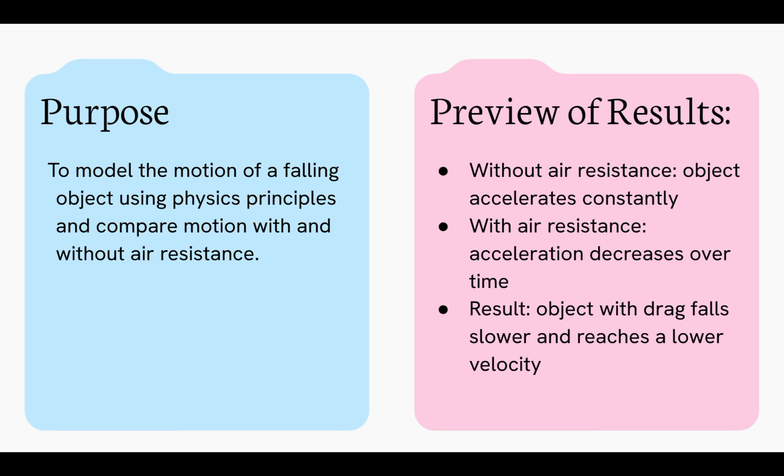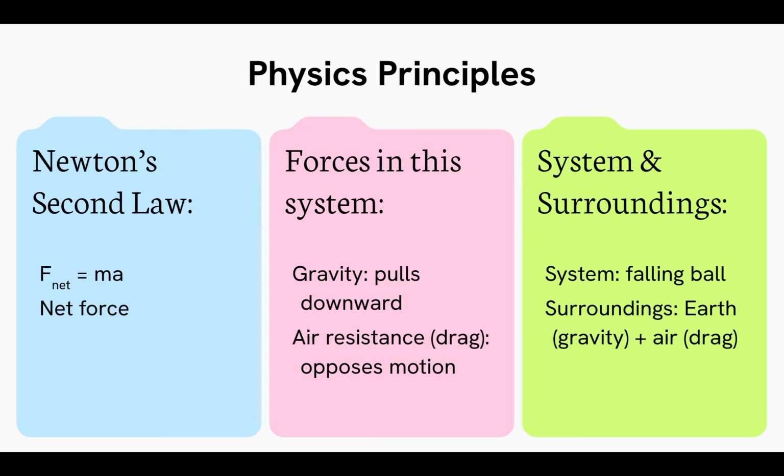A preview of the results: without air resistance, the object accelerates constantly. With air resistance, acceleration decreases over time, and the result is that an object with drag falls slower and reaches a lower velocity. The physics principles used are Newton's second law, F net equals ma, where F net is the net force.